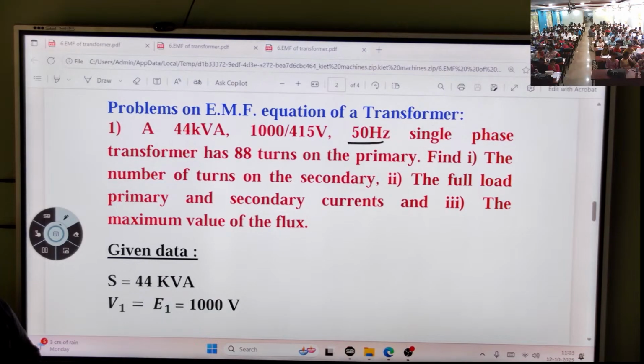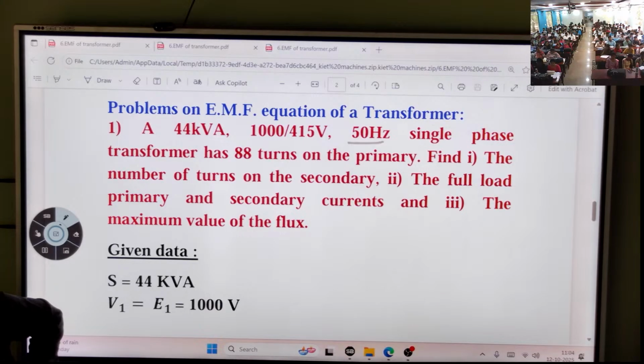50 Hz single phase transformer has 88 turns in the primary or secondary? In the primary. That is N1. N1 is equal to 88. Write down what you want to find out. Find out the number of turns in the secondary, that is N2 is equal to how much, and the full load primary and secondary current, that is I1 and I2. Then the maximum value of the flux, that means phi m.